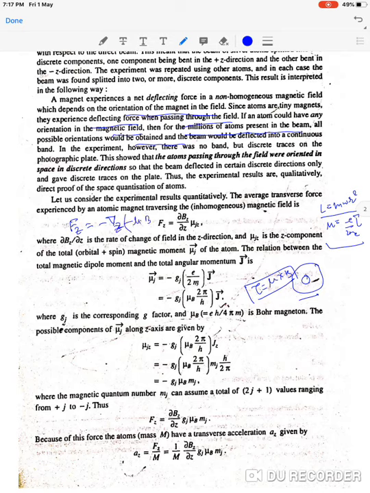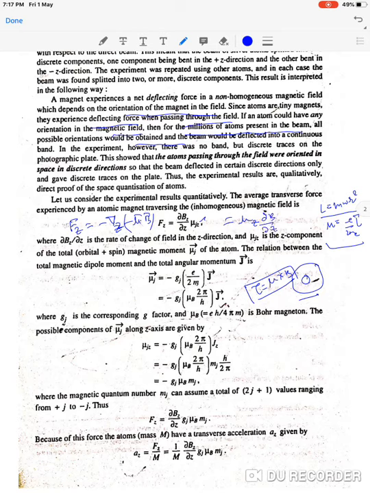minus mu dot B. If we say the magnetic moment is a constant, the force can be calculated, and Fz is equal to del Bz upon del z, times the component in the z direction of this magnetic moment. So this value comes out to be mu z del B by del z.